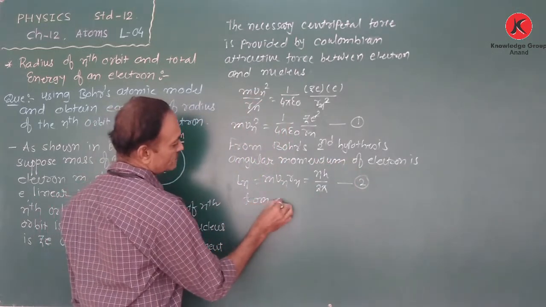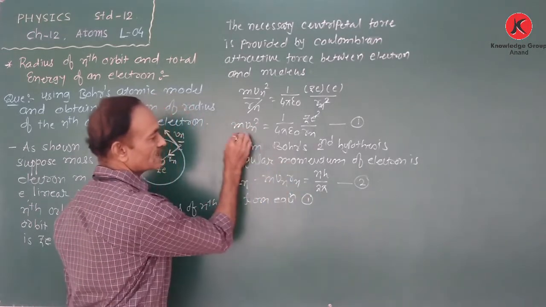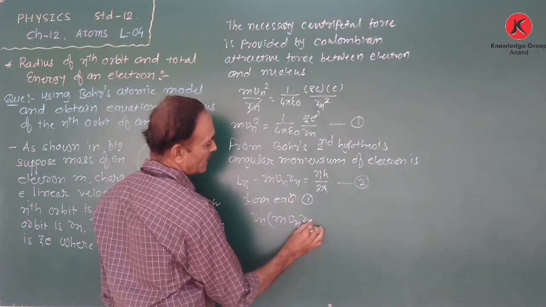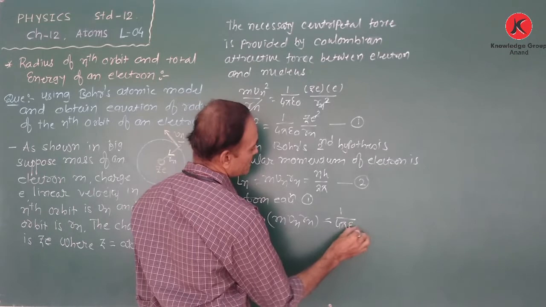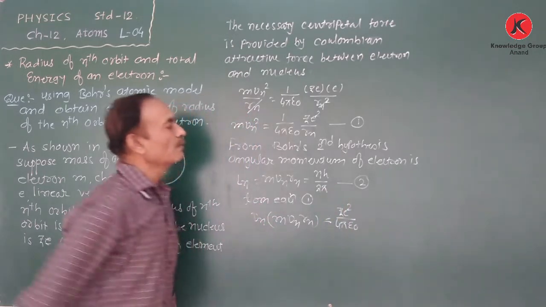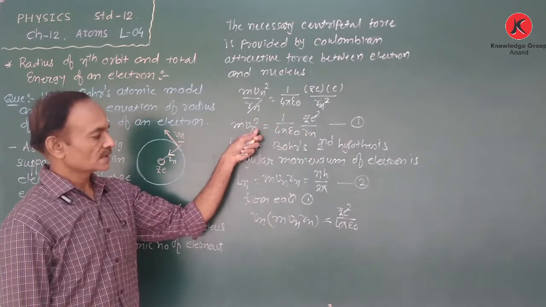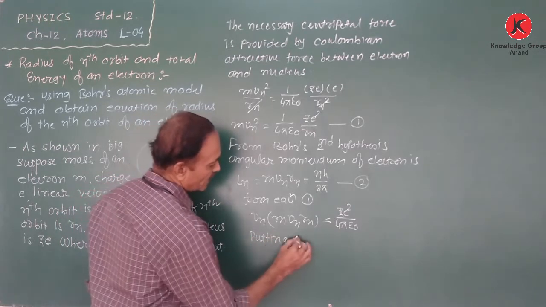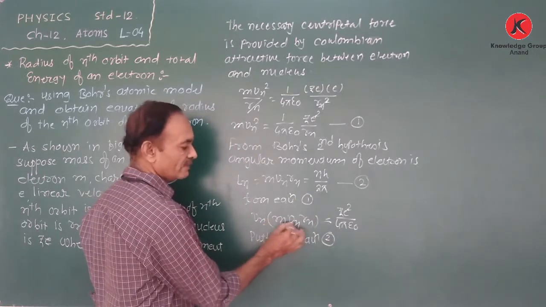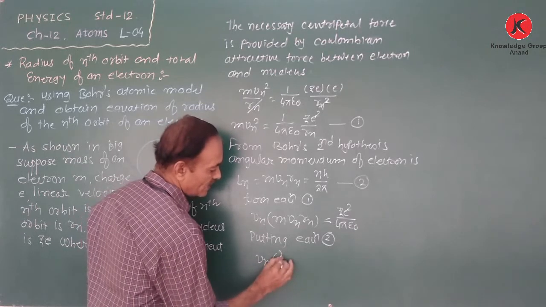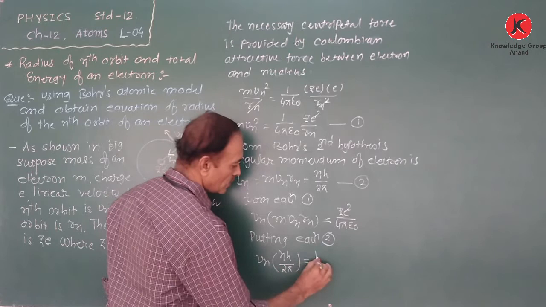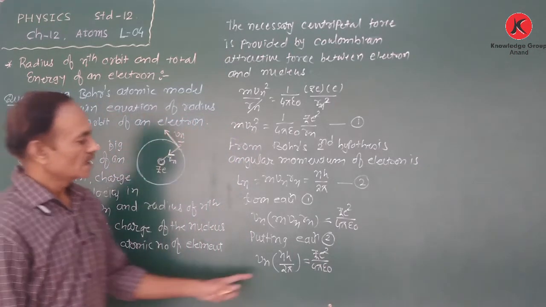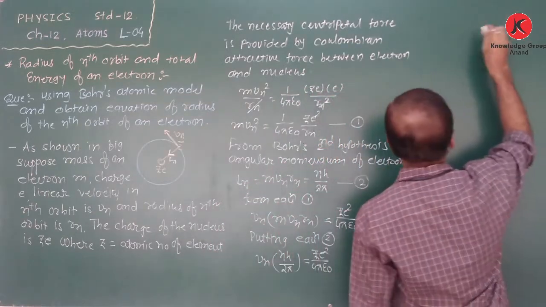Now from equation 1, we can write it in this form: vn into m vn rn is equal to Z e squared upon 4 pi epsilon 0, with rn taken here. Right? Now we substitute the value from the second equation. Putting equation 2, that is the value of angular momentum m vn rn, therefore vn into nh upon 2 pi is equal to Z e squared upon 4 pi epsilon 0.